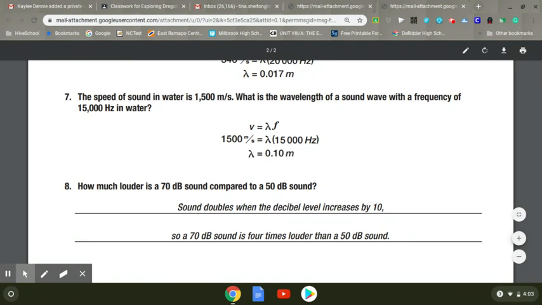8 says how much louder is a 70 decibel sound compared to a 50 decibel sound? So sound doubles when the decibel level increases by 10. So a 70 decibel sound is 4 times louder than a 50 decibel sound.